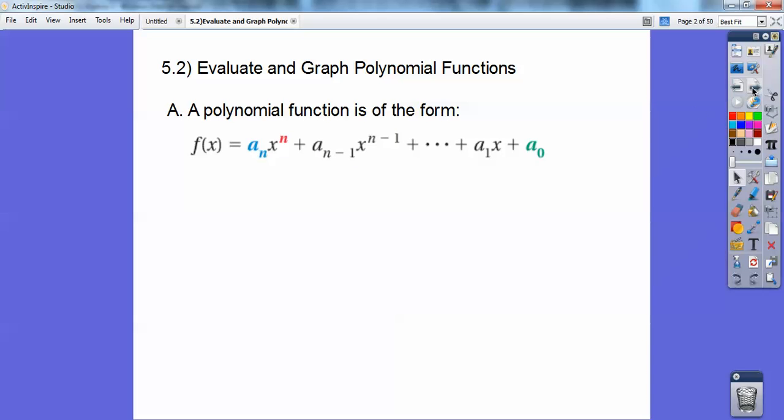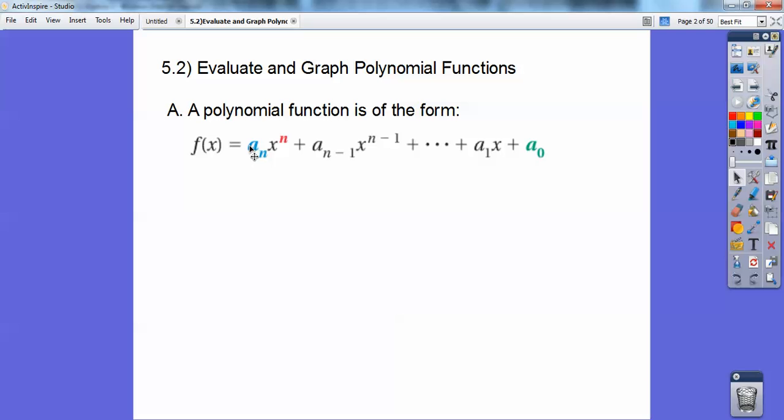The polynomial function is of this form, where the exponents just decrease: x to the n, x to the n minus 1, and it just keeps going down, down, down, all the way to x to the 1. And then this is a constant, like plus 7 or minus 11 or some number.